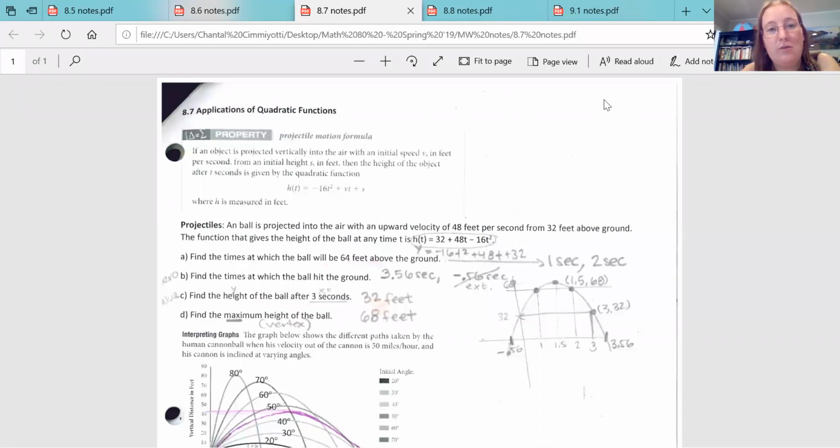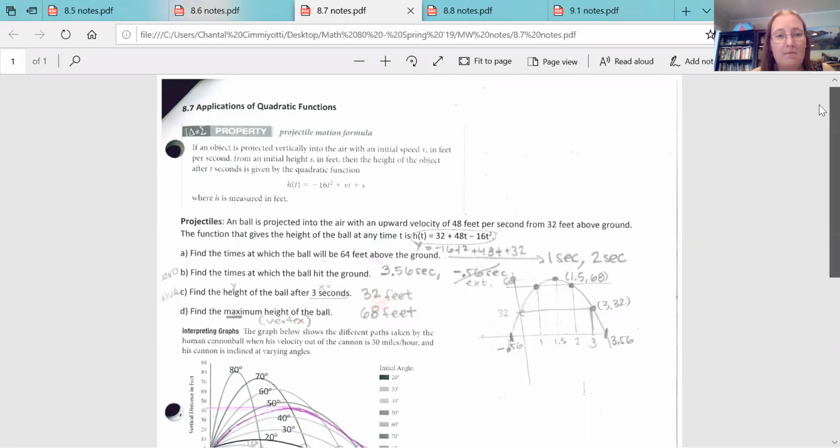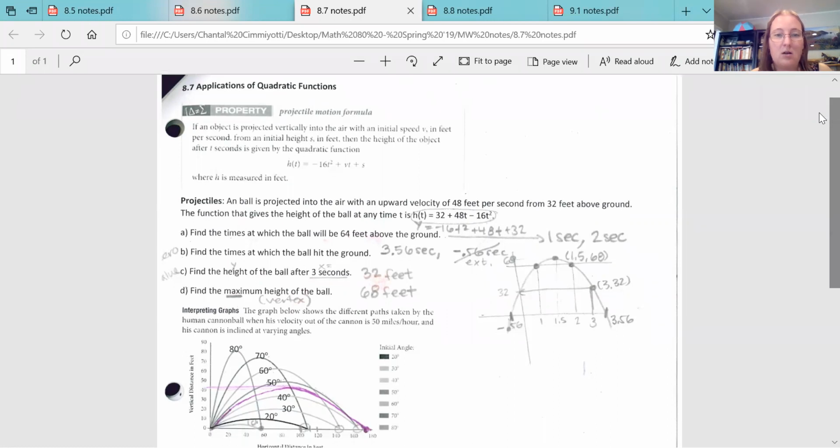8.7 is on applications of quadratic functions. I'm not going to do much on this, but there aren't very many questions on this on your homework either. But basically, we talk about parabolas because they're quadratics, and quadratics happen when you have gravity, for example, affecting something. And so projectiles are going to be affected by gravity.